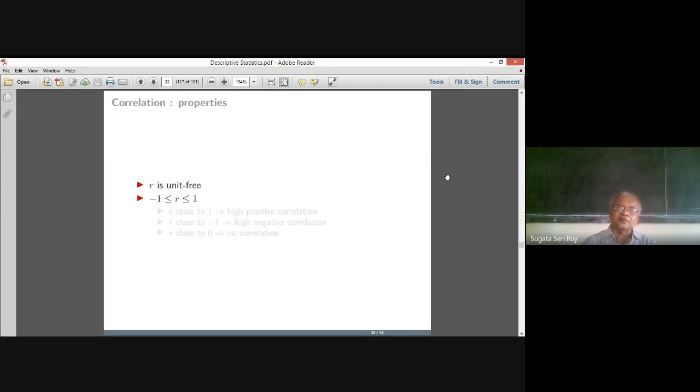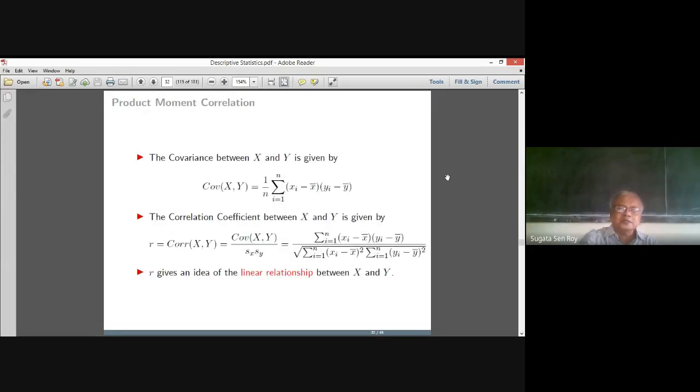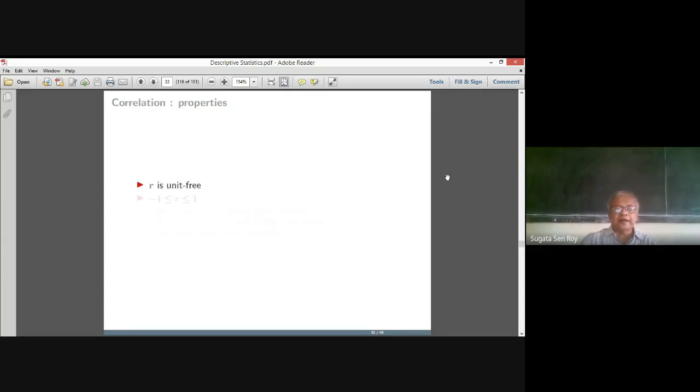So if you are looking at heights and weights, covariance would be in terms of both kgs and centimeters. That is a little cumbersome to look at. When I look at correlation, it will have no unit, because you are dividing the covariance by the standard deviations, and the units actually cancel. Again, covariance can be anything between -infinity and infinity. However, correlation is always between -1 and 1.